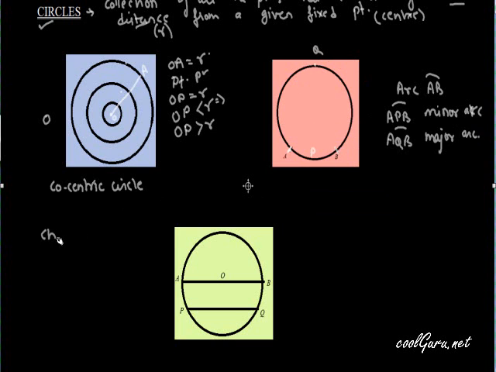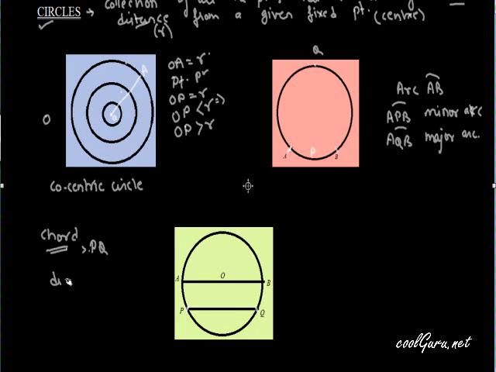Now, what is a chord? It is a line segment joining any 2 points on the circumference of the circle. For example, this line PQ: the endpoints P and Q are on the boundary, the circumference of the circle. Then this line PQ is called a chord.